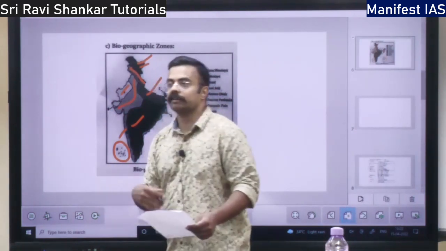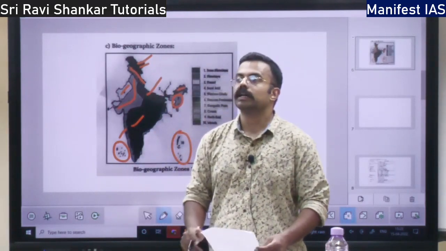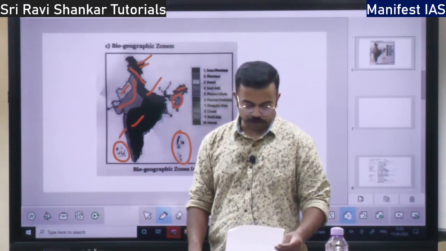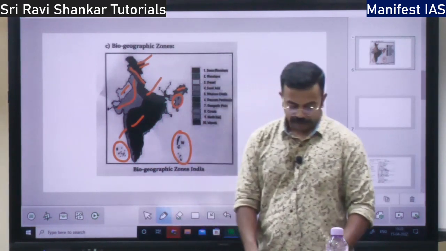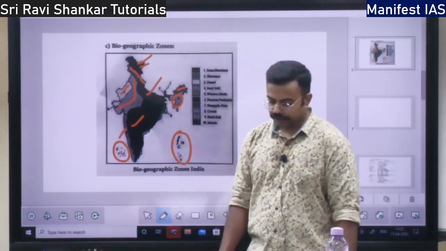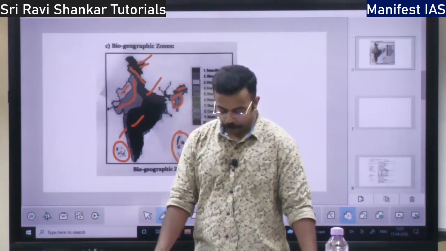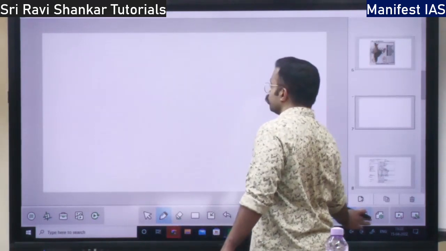That is the 7,500 kilometer coastline there, that forms the 10th biogeographic zone. These are the 10 biogeographic zones into which India is divided. Next you have the fourth type of classification, that is biogeographic provinces.